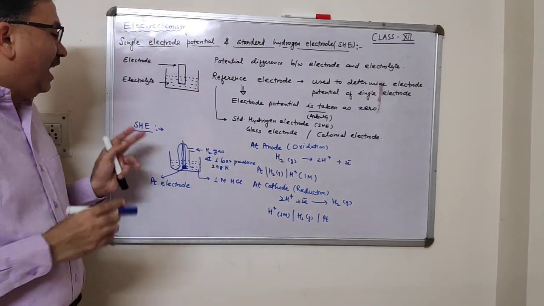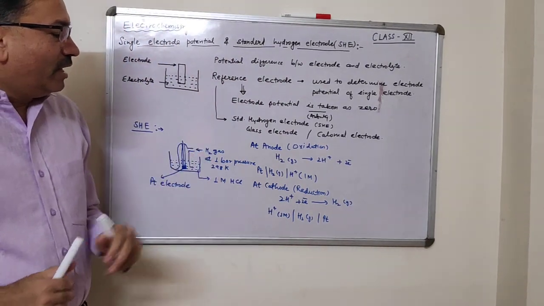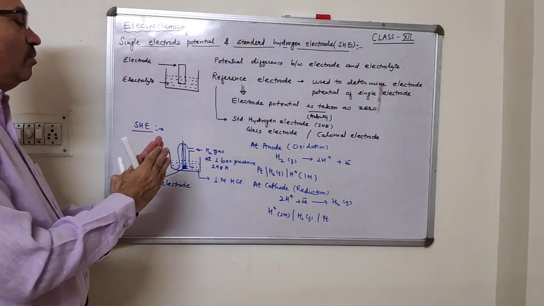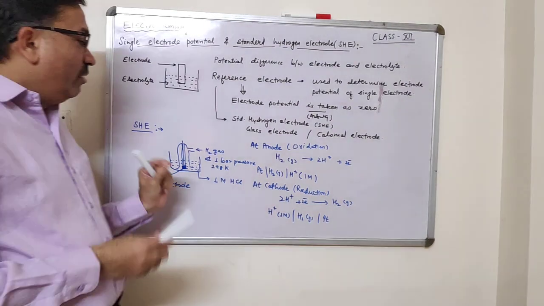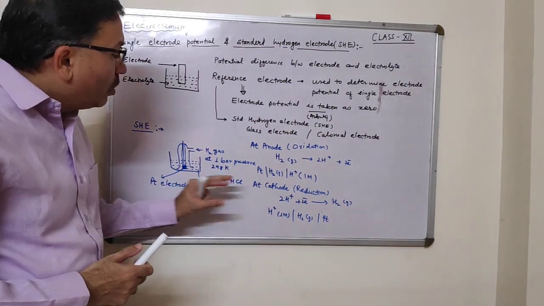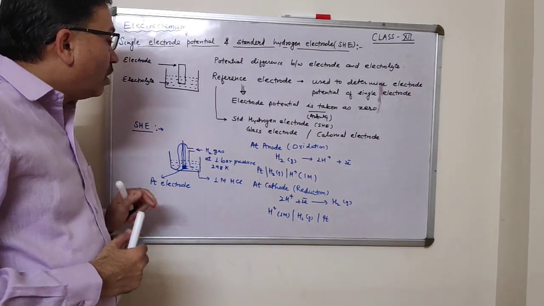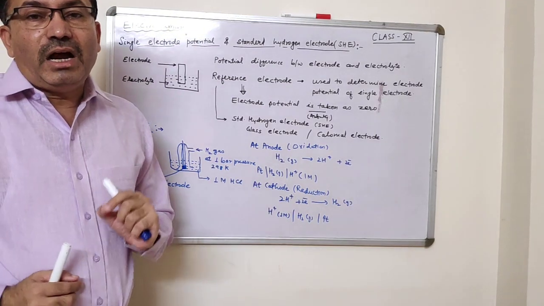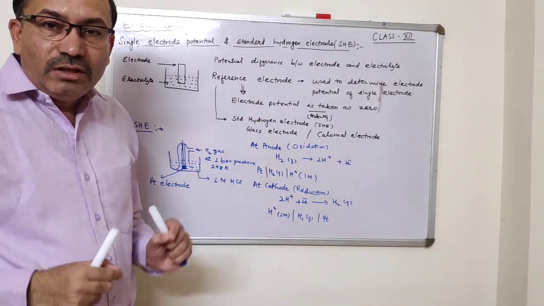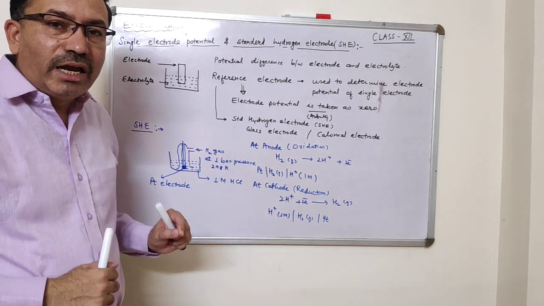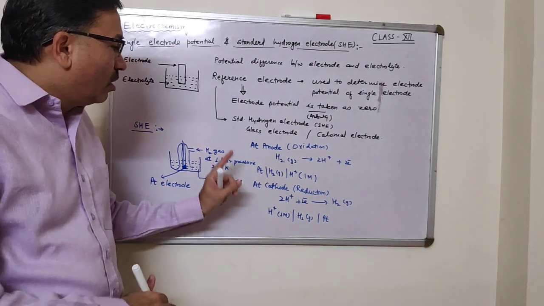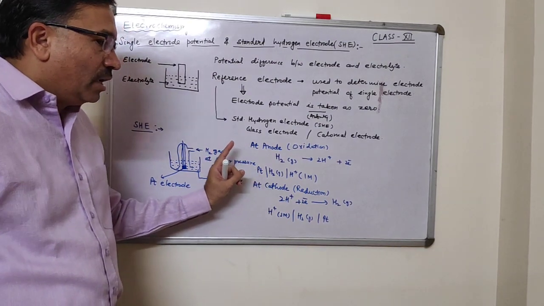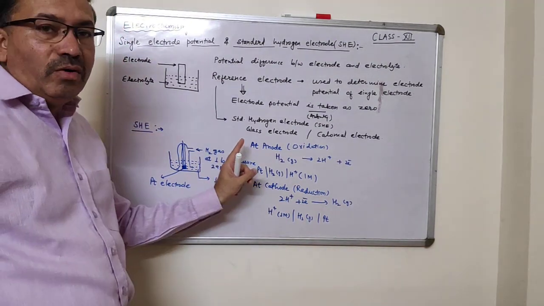We can use this hydrogen electrode at the anode as well as the cathode, and another electrode will be placed on the other side. Right. And when we talk about where to keep this electrode, whether at anode or cathode, as per IUPAC rules, this standard hydrogen electrode is placed at the anode. Okay.